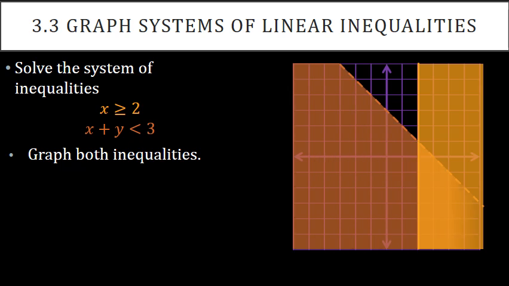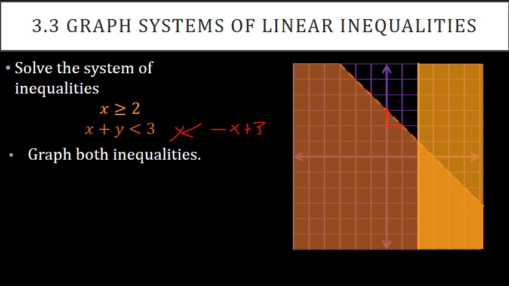The other one, if we solve it for y, we get y is less than or equal to negative x plus 3. So we start at 3, the y-intercept, and the slope is down 1 over 1. So we get this diagonal line. It's dotted because it's not equal to.